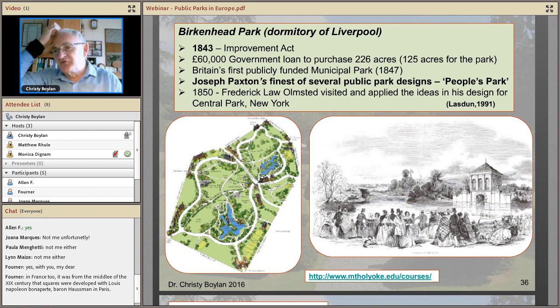But one of the most famous parks in the UK is Birkenhead Park. And this is very close to Liverpool. And this is the first park to be publicly funded. This is the difference now.